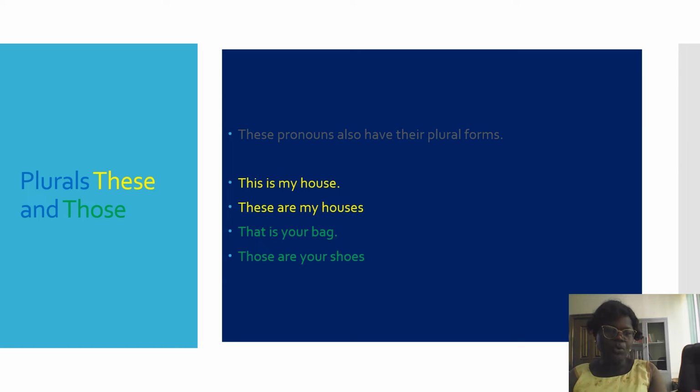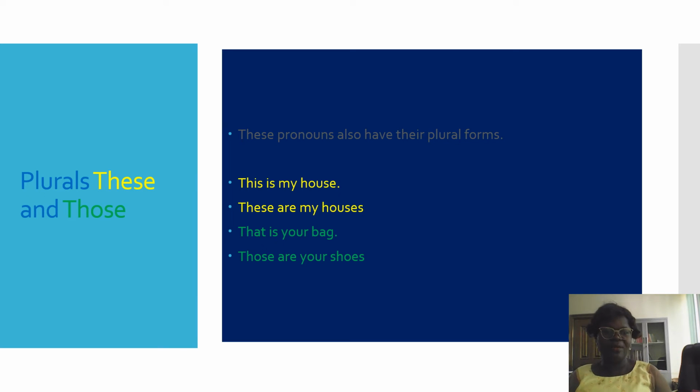So let's look at the plurals of this and that: these and those. When I say this is my house, I'm talking about one house. When I say these are my houses, I'm talking about many houses. That is, once it is more than one, then I can use the pronominal these. Now, when I say that is your bag, that means that I'm talking about one bag. Now, of course, you remember when I said before that this has to do with near and that has to do with far.